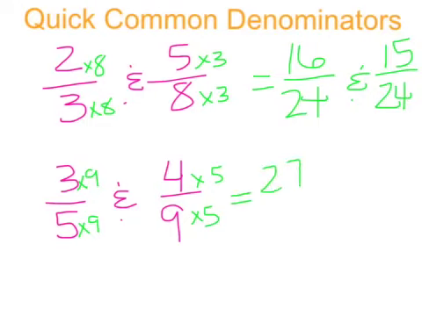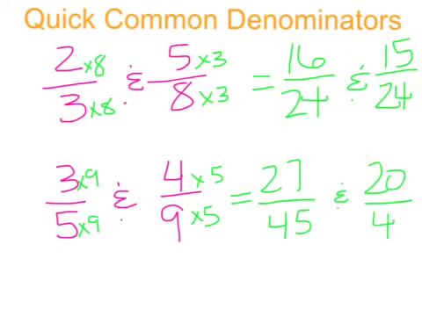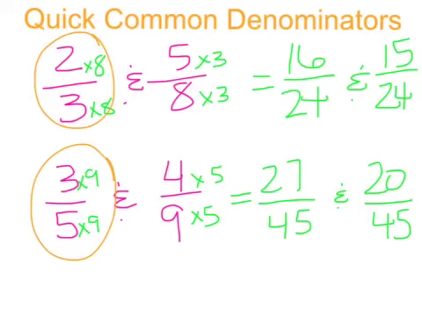3 times 9 is 27, and 5 times 9 is 45. There's our first fraction. And the second fraction is 4 times 5 is 20, and 9 times 5 is, again, 45. So we have common denominators. Now we've got the 45s, and if we wanted to add or subtract, or even just compare these two fractions, it would be very easy for us to do that. In this case, if we compared the fractions, we can see that 3/5 would be actually the bigger fraction between the two of these. Up top, if we compared the fractions, 2/3 is going to be the bigger fraction because 16 is bigger than 15.